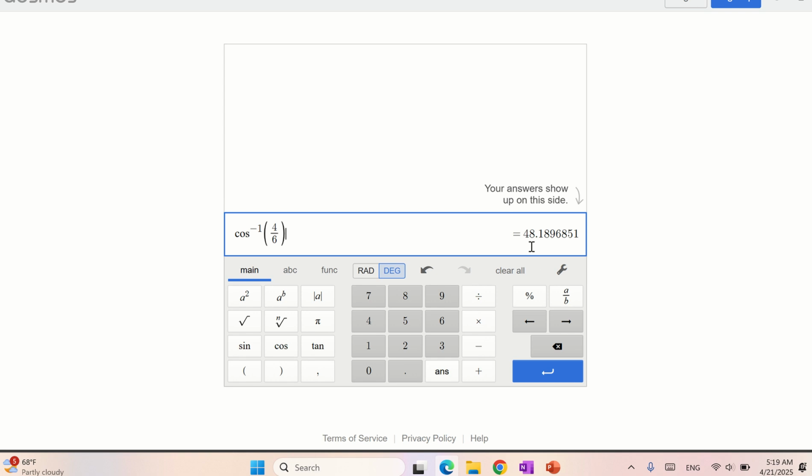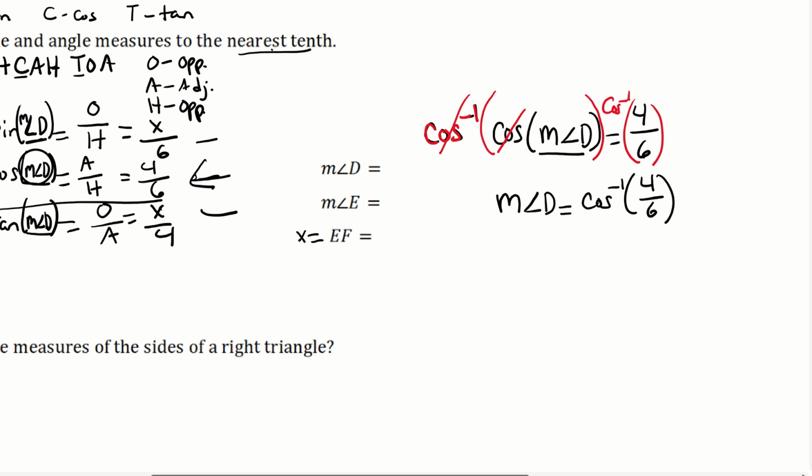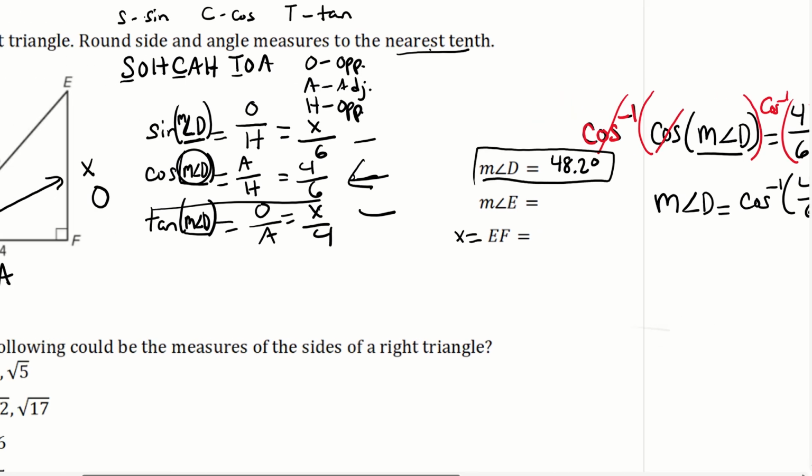And then we got 48.189, so about 48 degrees approximately, 48.2 degrees. They did say to the nearest tenth, so we're going to do 48.2 degrees. All right, so that takes care of that. Now let's do the measure of angle E.